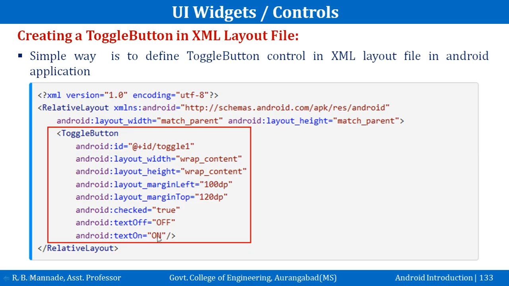Sometimes we can set it as no and yes. It means whenever the button is off, the text will show no, and whenever the button is switched on, it will display the text of the button as yes. We will see in detail in the implementation part.